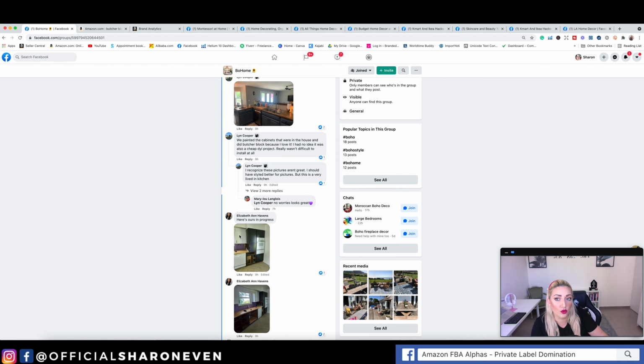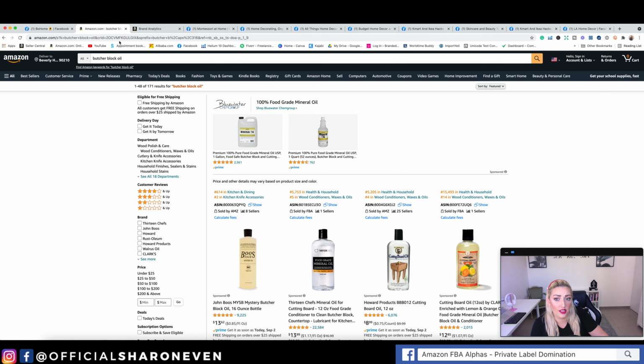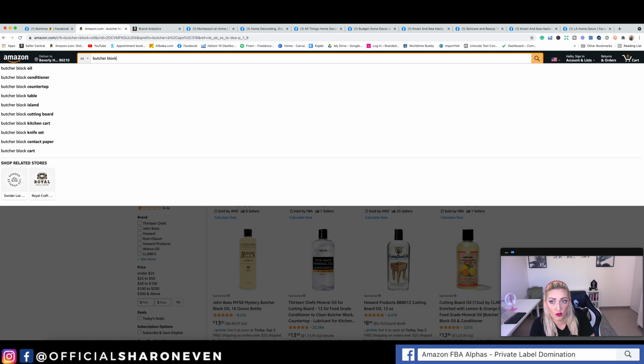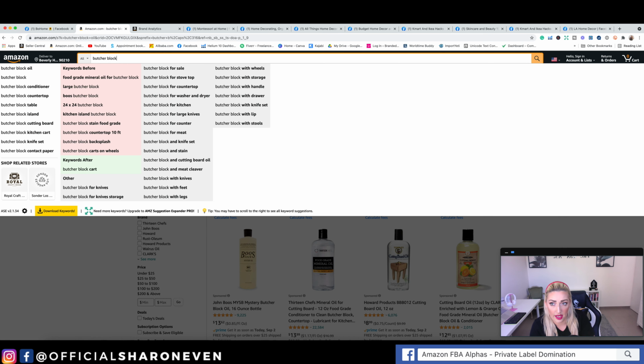I Googled it, and then I went to Amazon, and I'll tell you how I got here first. I just typed in the word butcher block, space, and then all these different things came up. So I've got butcher block oil was the first thing that came up, butcher block conditioner, countertop, table, island, cutting board, kitchen cart, knife set, and contact paper.